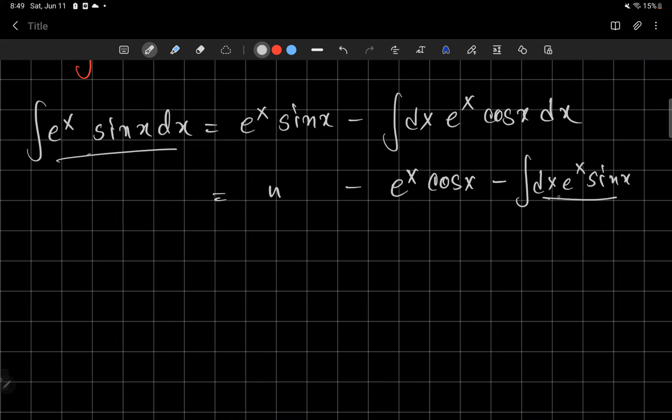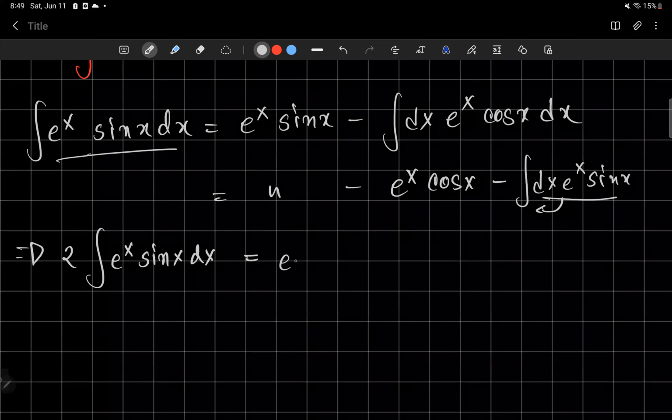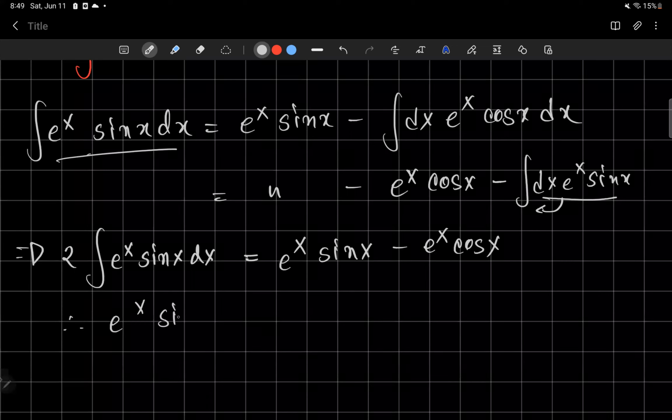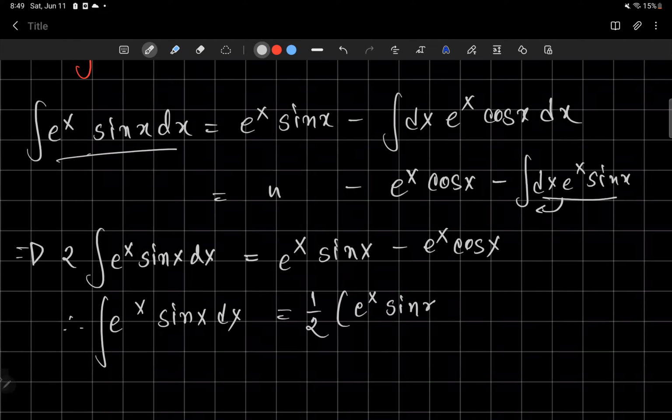So take this guy on the left hand side, and now you will have 2 e of x sine of x dx equals e of x sine of x minus e of x cosine of x, or e of x sine of x dx equals 1/2 of e of x sine of x minus e of x cosine of x. This thing.